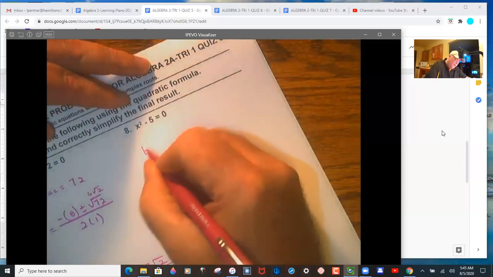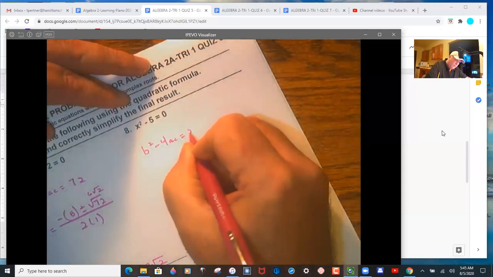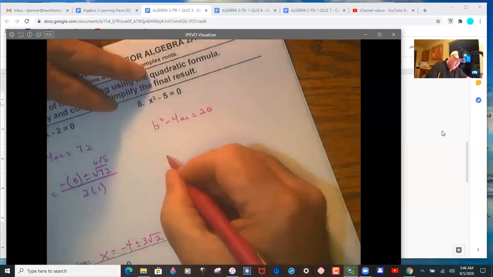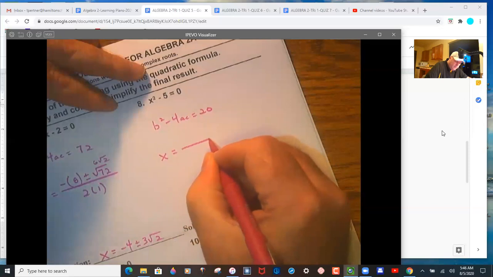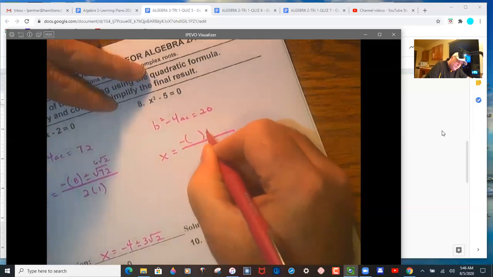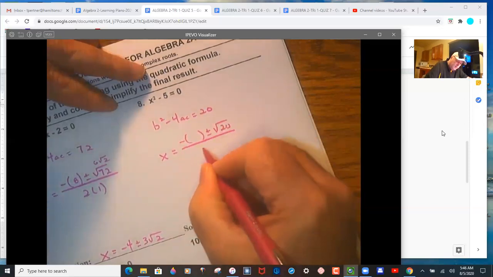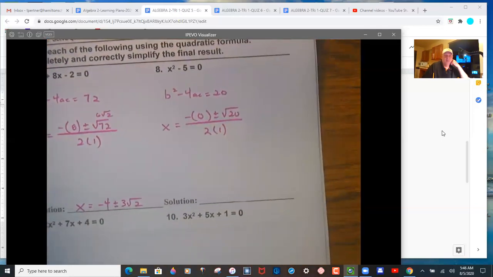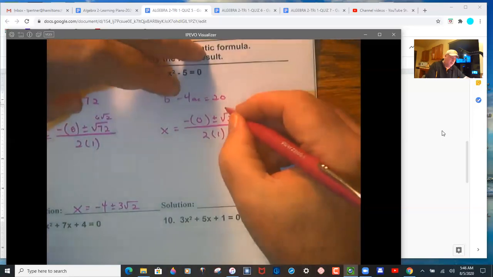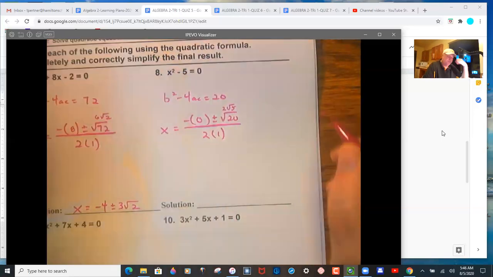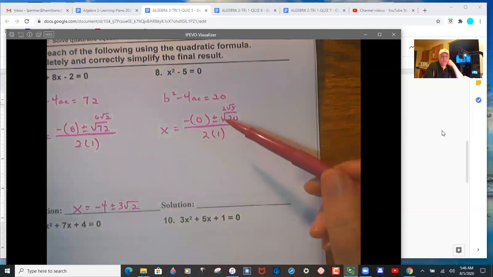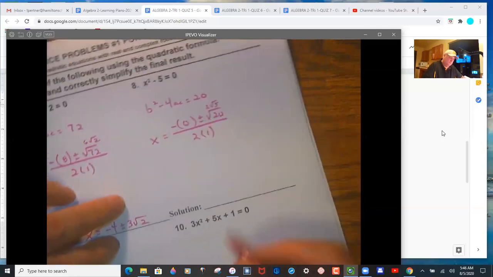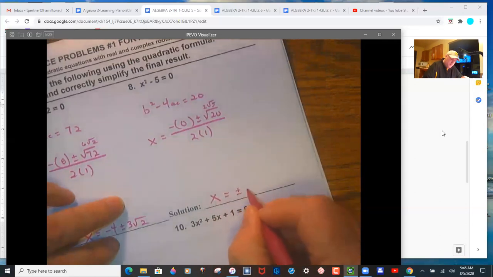So 20 is the value, and then we are going to do the shell again, plus and minus square root of 20 over 2 times 1. B is 0. Square root of 20 is 2 times the square root of 5. So we have plus and minus 2 times the square root of 5 over 2. So this ends up being a little different.